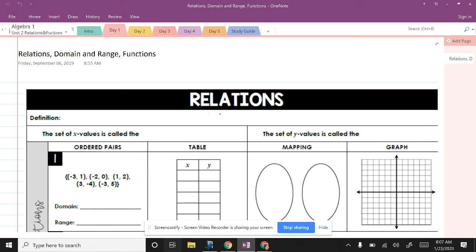Let's just talk about a relation. Okay? So the beginning of our notes today in your packet, it talks about a relation. And a relation is just a set of ordered pairs.